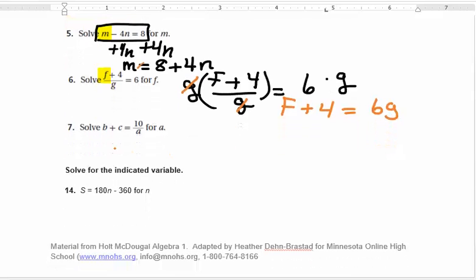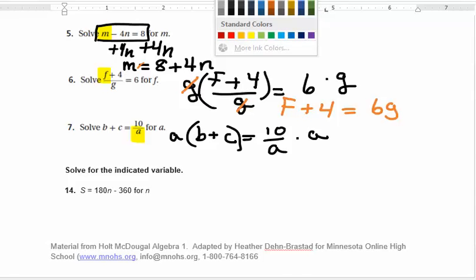Number 7 says solve b plus c equals 10 divided by a, or 10 over a, for a. So it's kind of similar to number 6 in that the variable that we're looking for, a, is part of a fraction. This time it's the denominator of the fraction. So our first step is going to be to get rid of that fraction or that division by doing the opposite. So dividing by a, the opposite of that is multiplying both sides by a. When you multiply the left side by a, you have to multiply everything on the left by a. So we need a parentheses there.